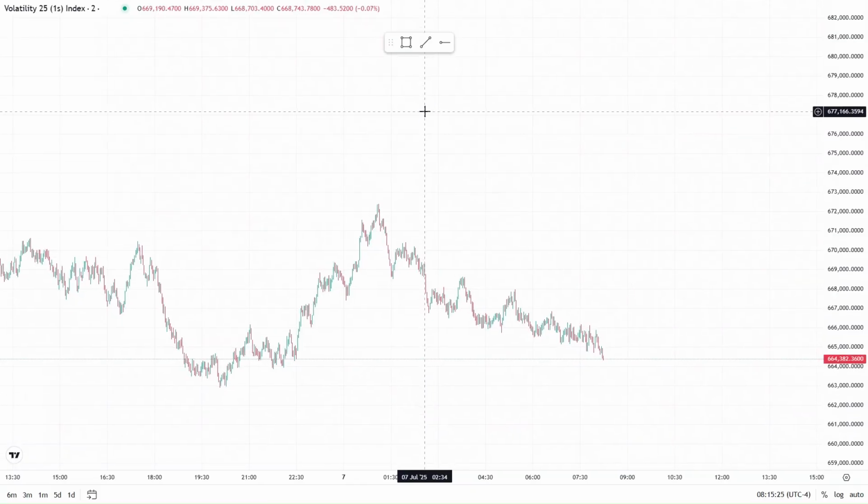So those are the time frames that we are going to be using to enter trades: 1 minute, 2 minute, and 5 minute. I don't usually use 3 minutes, but those are the three time frames that we are mainly going to use to enter a trade.